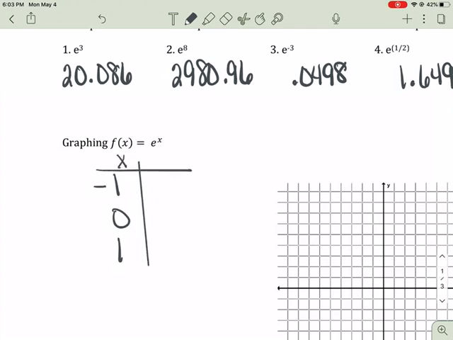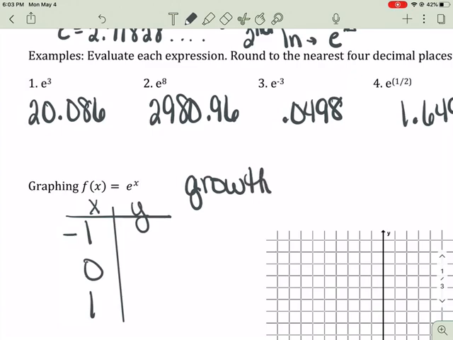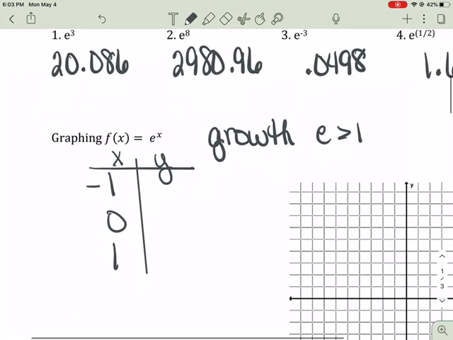Now, e to the x, if you notice, e was 2.71. So this is an exponential growth problem, because e is greater than 1. All right, so if we put this in, we're going to get 1 over that. So again, I'm just going to use my graphing calculator.